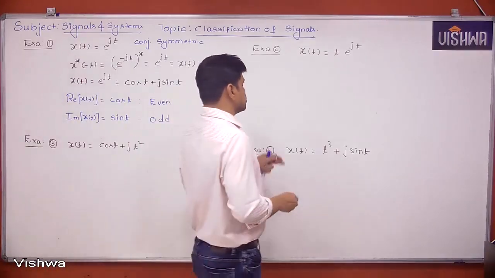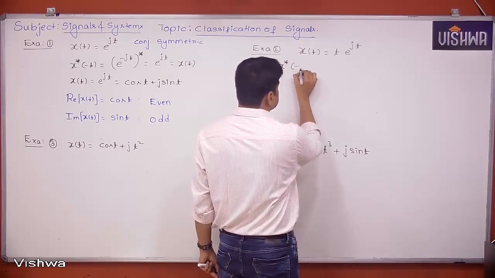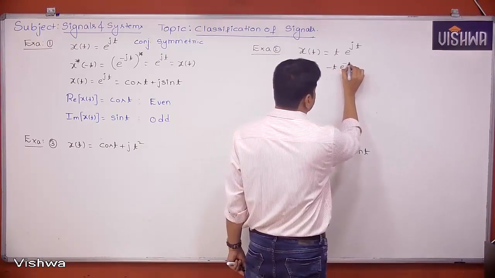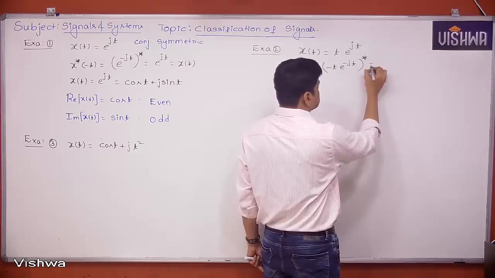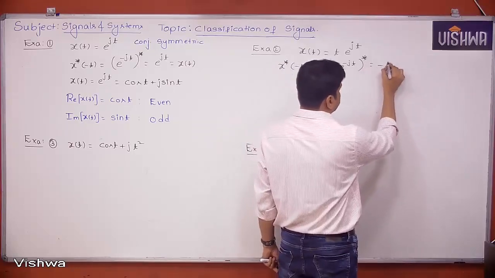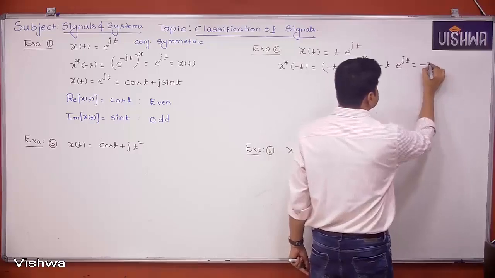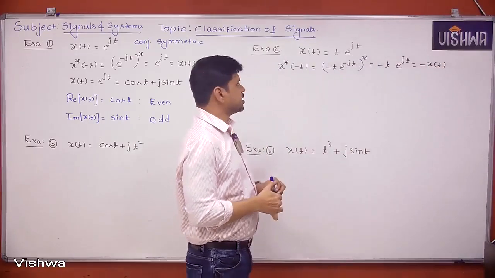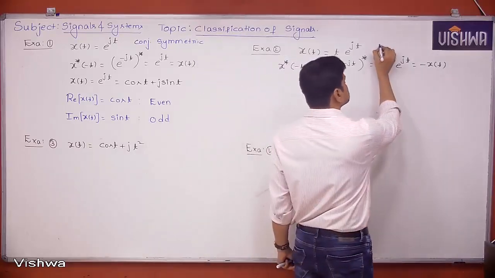Next, coming to this one. X conjugate of minus t we have to calculate. First x of minus t, that means minus t e power minus jt whole conjugate. j has to be replaced with minus j, minus t e power jt, which is nothing but minus x of t. So if you take x conjugate of minus t and get minus x of t, what kind of signal is it? Conjugate antisymmetric.